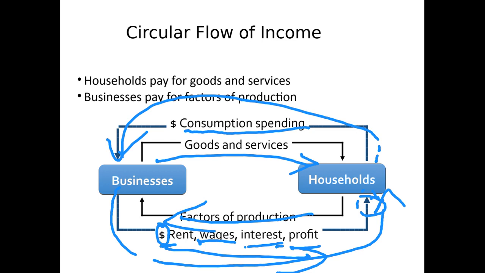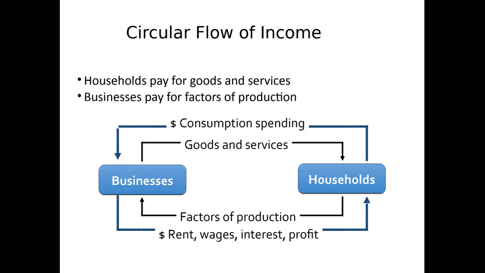Now add more sectors and add more markets into this simple model. Although it is written here as well, you can see that households pay for goods and services, that is called consumption spending, and businesses pay for factors of production. Okay.